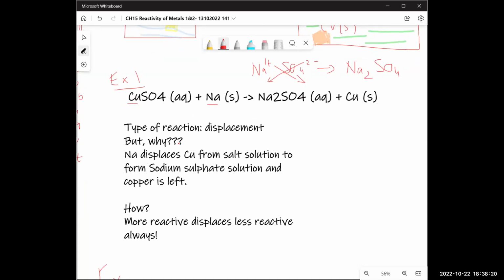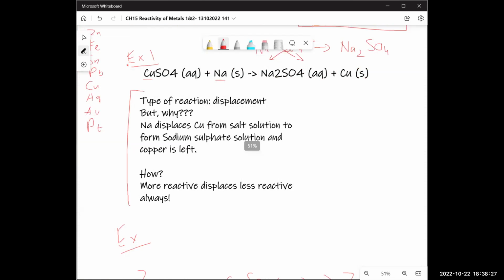Now, please write this in your notebook. Tell me when you're done. This part. Write the example as well.